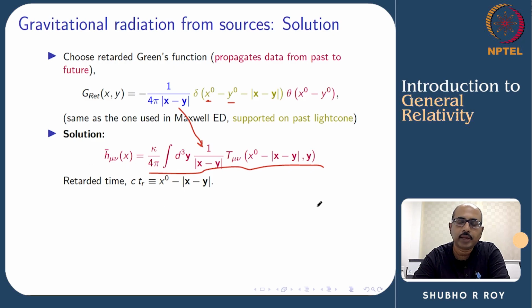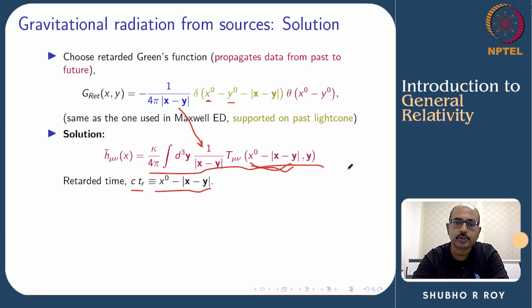Again, people might be getting echoes of electrodynamics, because you write exactly the same formula for the potential, which we call the retarded potential. Here, we can call this the retarded trace-reversed perturbation. And in electrodynamics, instead of T mu nu, you would have J mu, which is the current density 4-vector. And then it tells you that the current density 4-vector has support at the retarded time. So you can recognize this combination as the retarded time, t sub r, from electrodynamics.